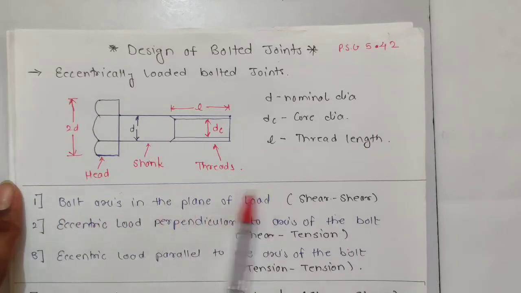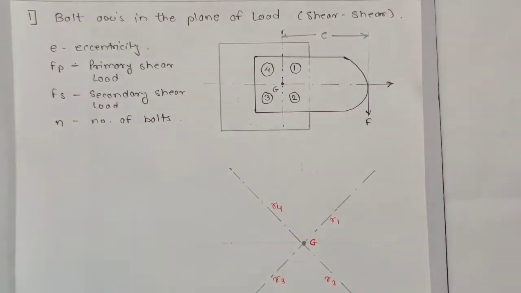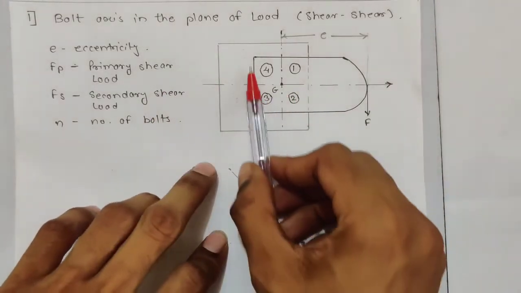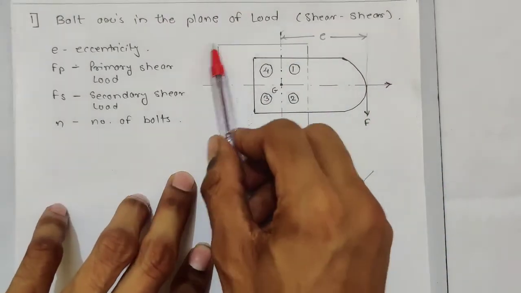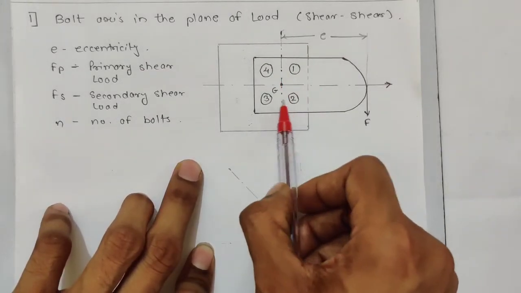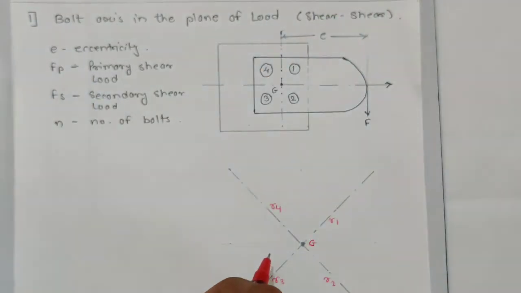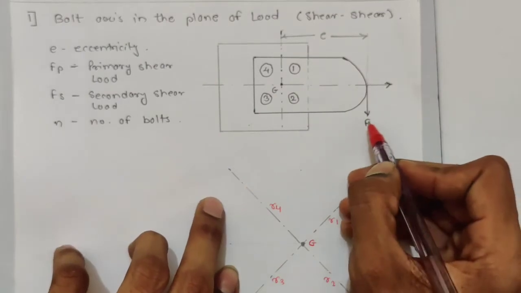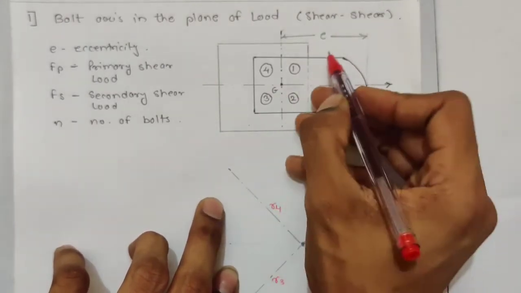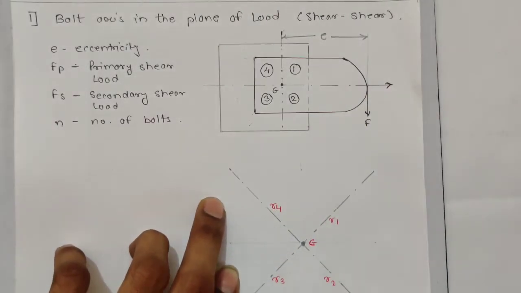Now we will go for the first case, that is bolt axis in the plane of load, where the load is going to act as shear. We will see how these loads are acting. In case one, shear, we have a plate which is bolted to another plate or any platform or component, and it is carrying four bolts. The bolt axis is like this, and we have force F acting at eccentricity E.